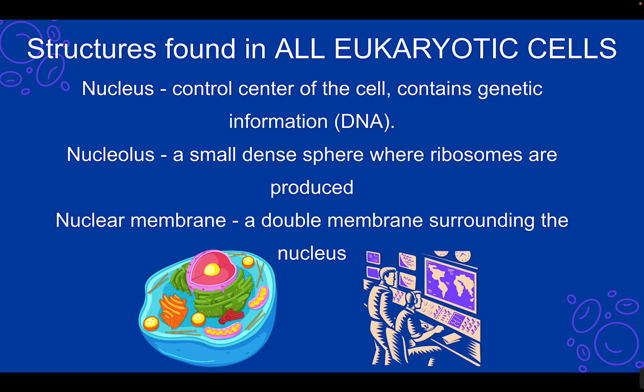The outer layer of the nucleus is called the nuclear membrane. It's very similar to your cell membrane. It is a membrane to control what goes in and out. So we want to keep the DNA from leaving, but we need those ribosomes to exit so that they can go and start making proteins. So some things stay in and some things leave. And so these components make up the nucleus.